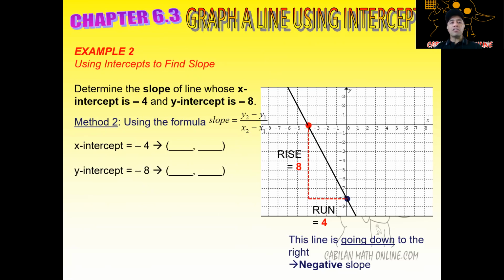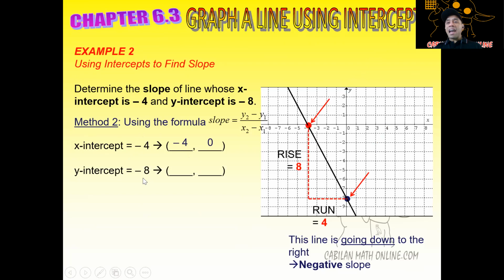So before you actually solve for the slope, what you should do is to express each intercept as an ordered pair, all right? Now, starting off with the x-intercept of -4, remember in the very first slide when you have an x-intercept, the y is always 0. So to express the x-intercept as an ordered pair or a coordinate, what you would have here will be -4 and 0, all right?